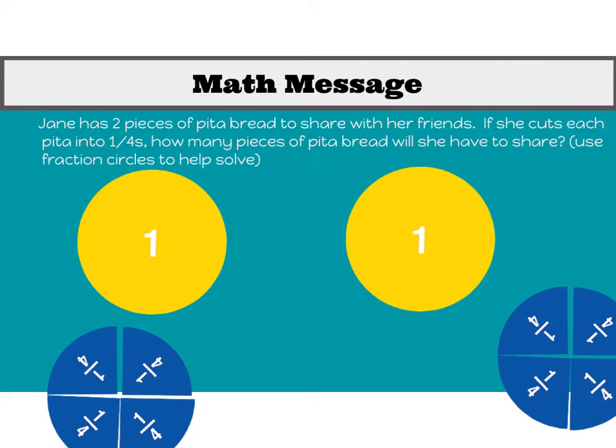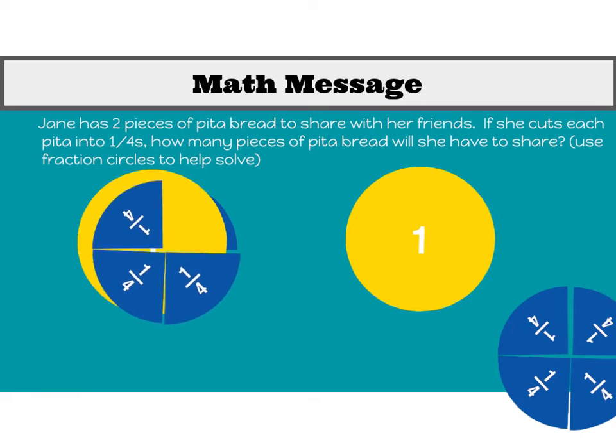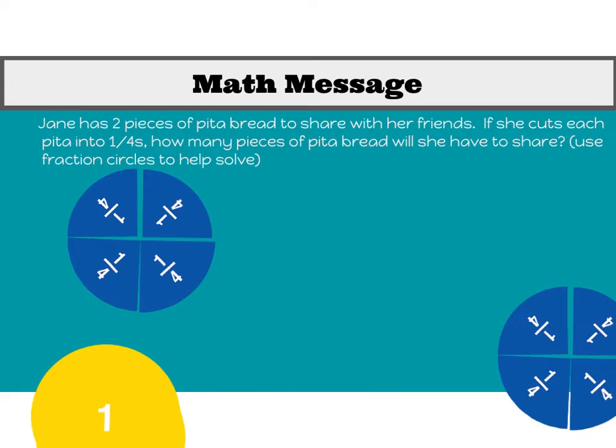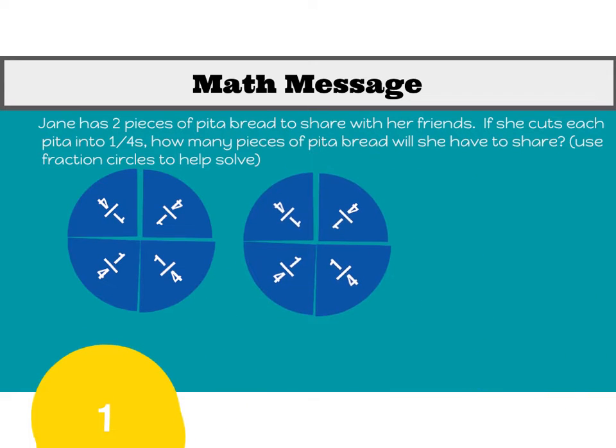Okay, so if we use 2 whole fraction circles for our pita bread, this would be 1 piece of pita bread. This would be the second piece. We're going to trade those for fourths. So I'm going to get rid of this and trade it for fourths. Get rid of this one. Trade it for fourths, and we would have how many pieces of pita bread will she have to share? Well, she'll have 8 1/4 pieces.